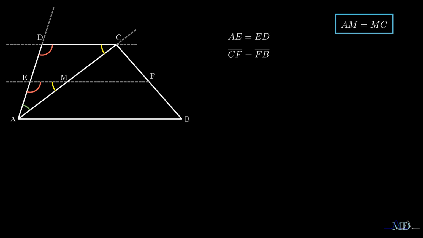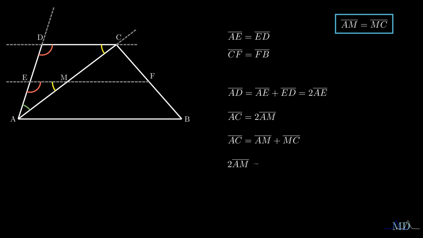So the two triangles AEM and ADC have the corresponding angles that are congruent. Therefore they are similar triangles. A property of the similar triangles is the fact that the corresponding sides are proportional. Knowing that AD is 2 times AE, we know that the proportionality factor is 2. So we can state that AC is 2 times AM. And from this it follows that AM is congruent to MC.